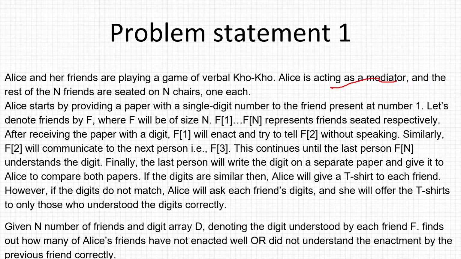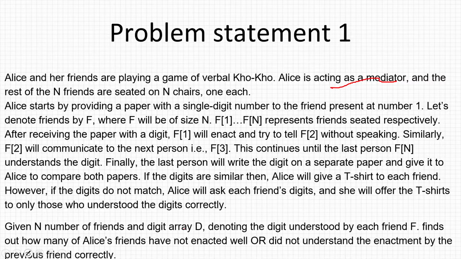That simple it is. Given n number of friends and the digit array D denoting the digit understood by each friend, we are supposed to enter n. They say given, so that is nothing but the input that you are supposed to take in your program: n number of friends and the digit array D. The digit array D is what each person is writing on the piece of paper, denoting the digit understood and written by that friend.